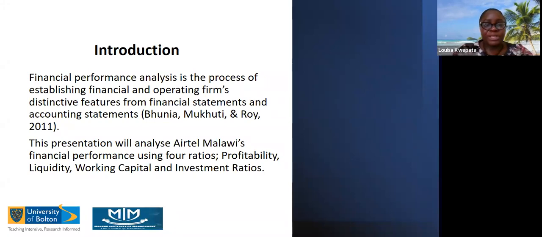So financial performance analysis is the process of establishing financial and operating firms' distinctive features from financial statements as well as accounting statements. So in this presentation, we are going to analyze the Airtel Malawi's financial performance using 4 ratios. And the ratios are profitability, liquidity, working capital, as well as investment ratios. So basically, these ratios are used to assess the company's performance on the market.